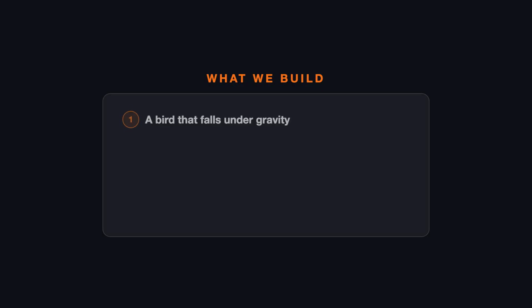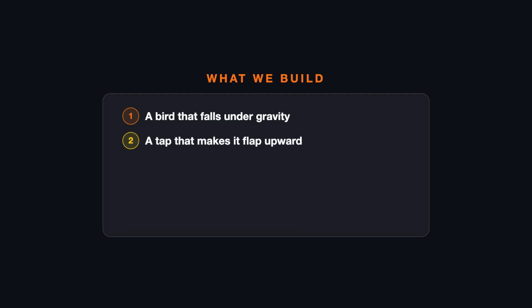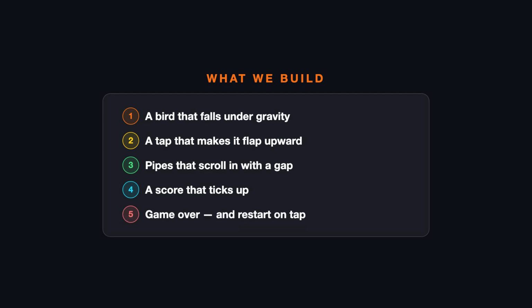Here is exactly what we are building. A bird that falls under gravity. A tap of the space bar that makes it flap upward. Pipes that scroll in from the right with a gap to fly through. A score that ticks up, and a game over screen that restarts on the next tap. That is the entire game. Unity is a free, professional engine, and the code is C#.